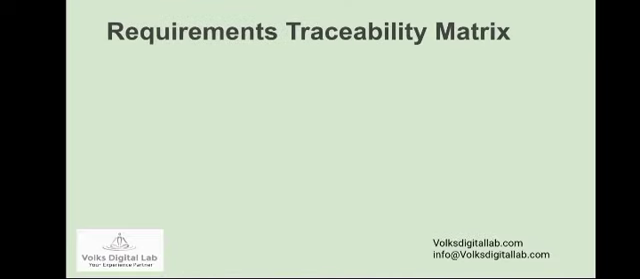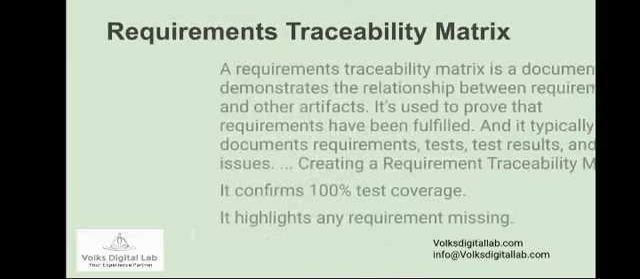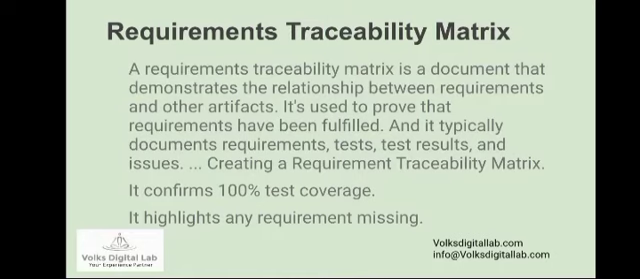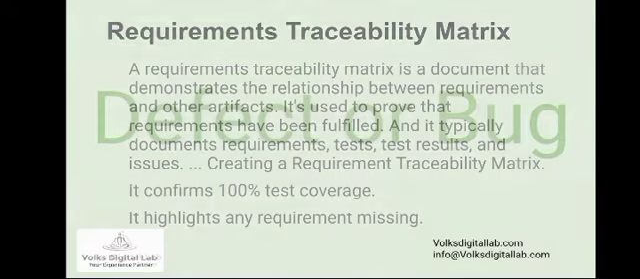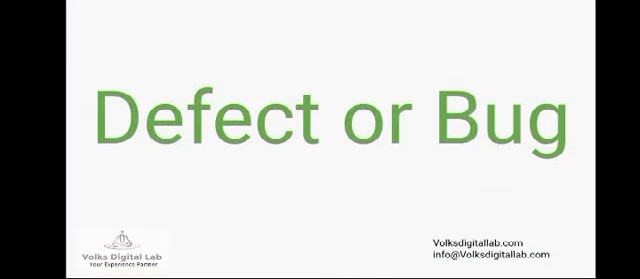Then we have requirement traceability matrix. A requirement traceability matrix is a document that demonstrates the relationship between requirements and other artifacts. It's used to prove that requirements have been fulfilled, and it typically documents requirements, tests, test results and issues. It confirms 100% test coverage. It highlights any requirements missing. This is the major advantage.